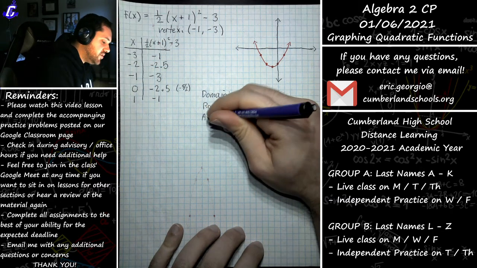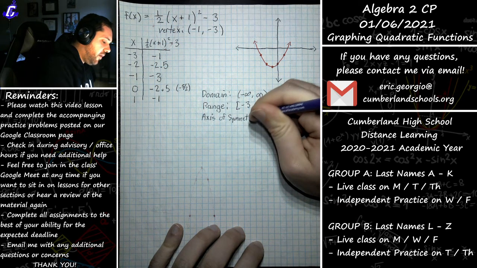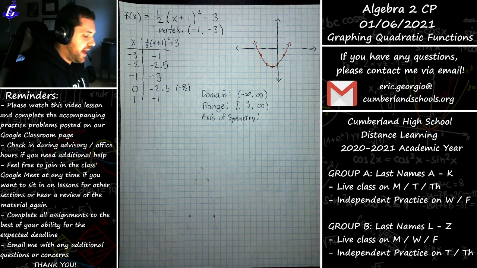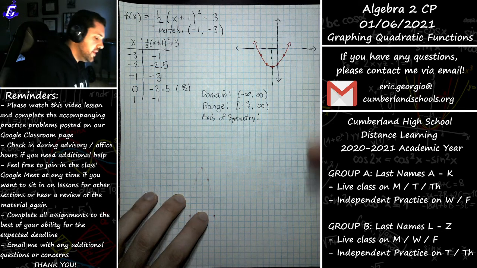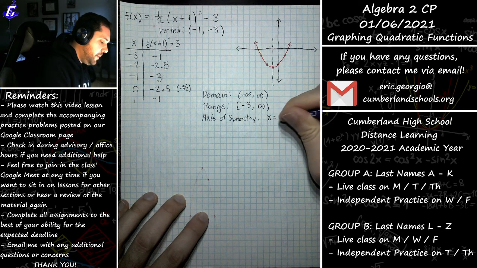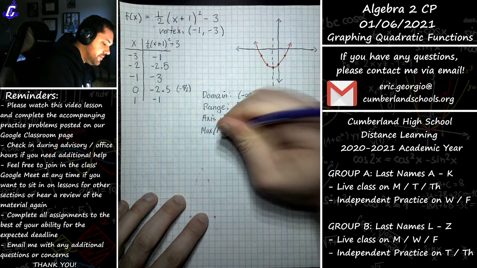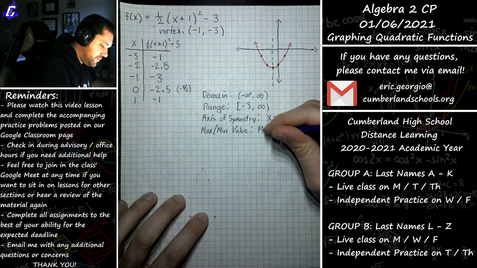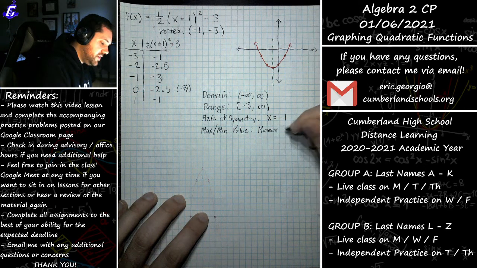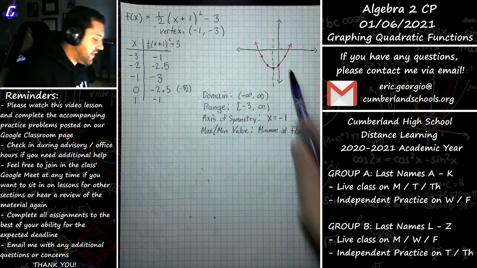The axis of symmetry is the same as the x-coordinate of the vertex, but it's really the line that cuts the graph in half. That happens to exist right here. See how it just slices that graph directly in half? We'd say that's at x equals -1. The maximum or minimum value. In this case, the parabola has a minimum value, and that minimum occurs at f of x equals -3. The lowest value the function could ever produce or output is -3.